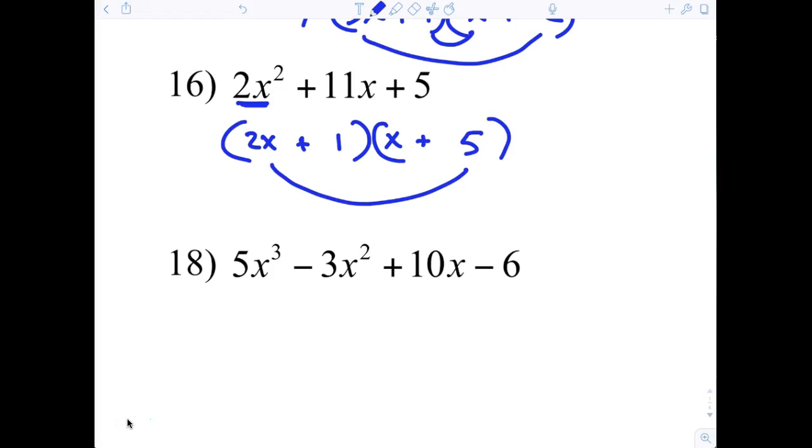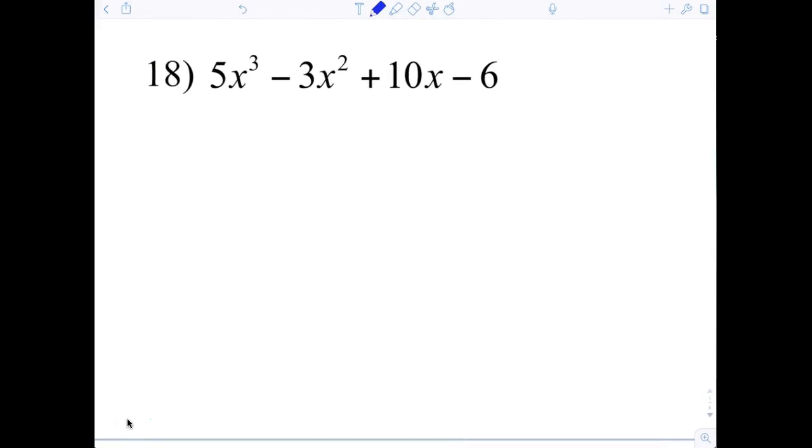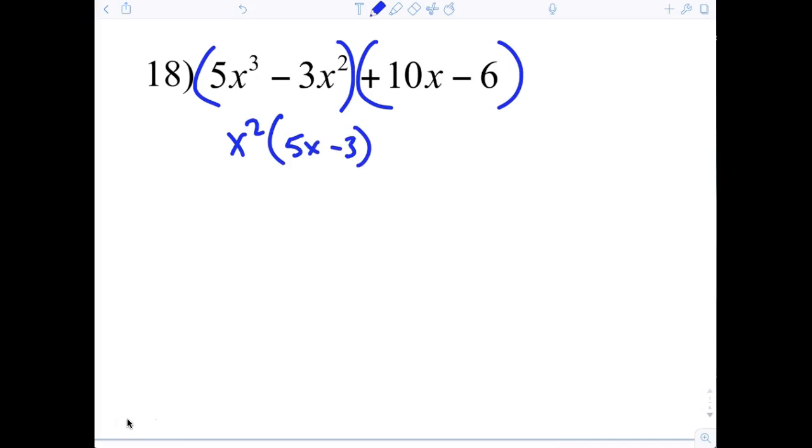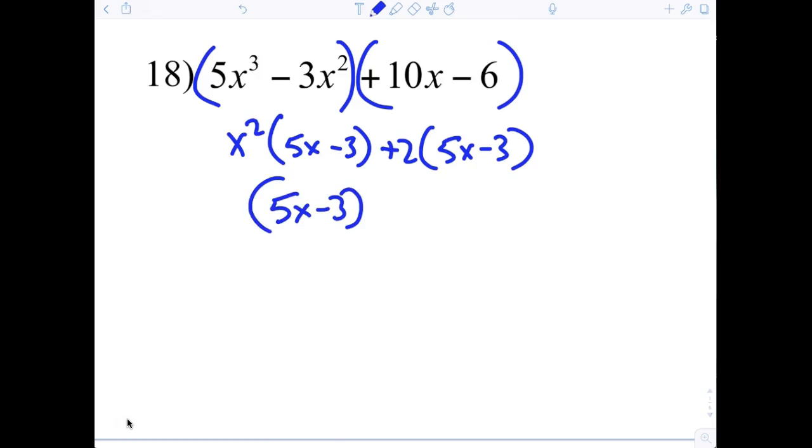All right. How many terms for number 18? 4. So we have to group them. What's common? X squared. And so? What's common? A positive 2, right? And so now? Exactly correct.